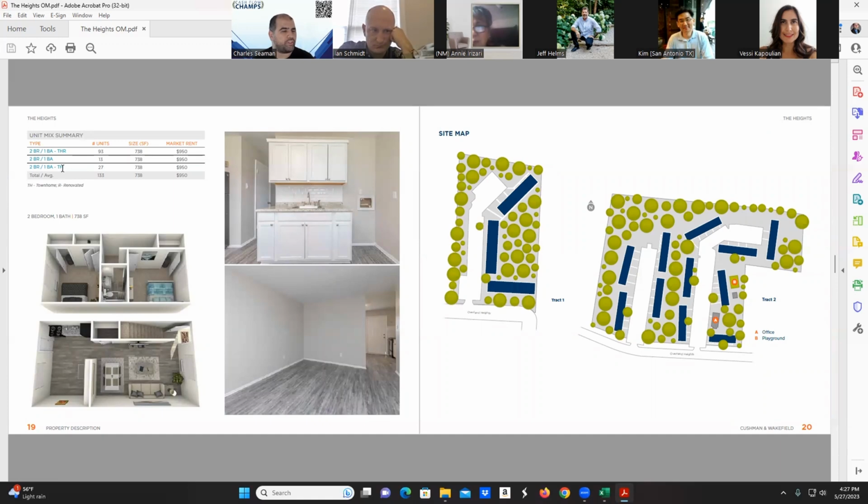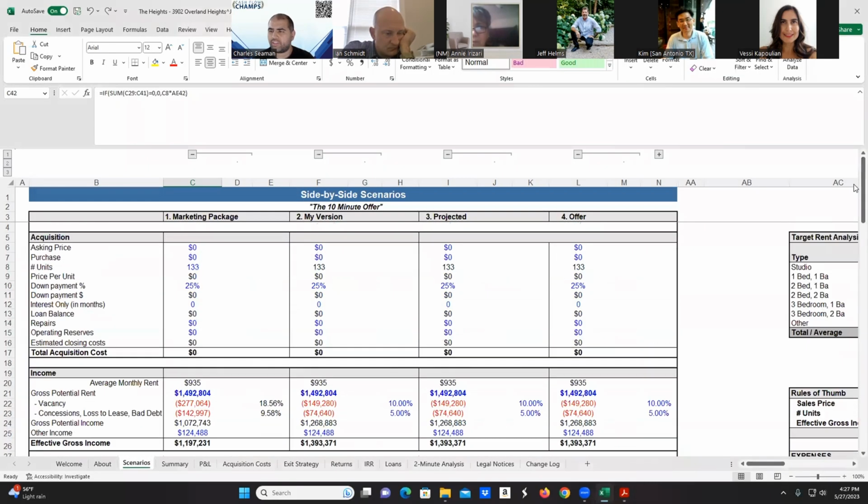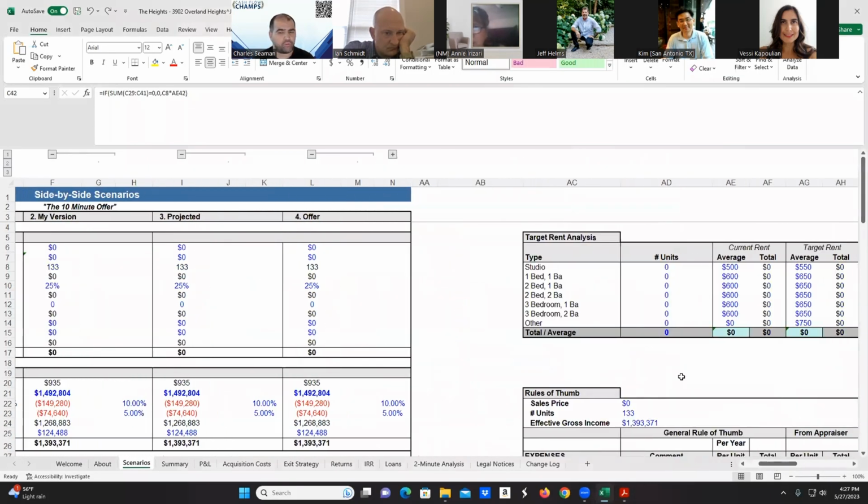So we can see that all the units here are 2-bedroom, 1-baths. And it looks like of them, 120 of those units are actually townhomes. So they have 13 that are just garden style, it appears. But overall, people like townhomes. They are very in demand. One thing that's probably not as competitive is that they're all 2-bedroom, 1-bath. All 133 units are 2-1s, and that's something we want to make note of in our target rent analysis here.